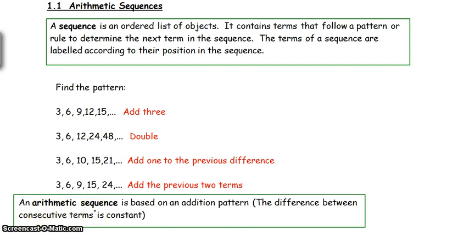arithmetic sequences. An arithmetic sequence is based on an addition pattern only. The difference between consecutive terms is constant. You can see above there is only one of these that follows that rule. The constant difference is 3. This is an addition pattern, but it does not have a constant difference.